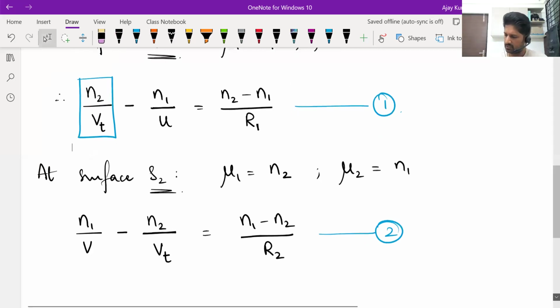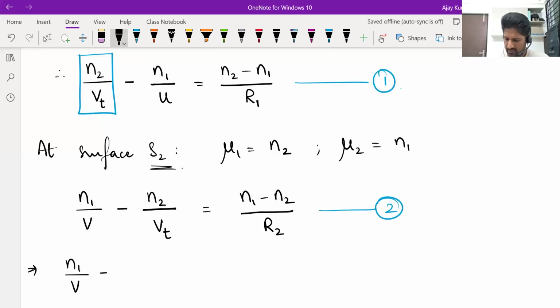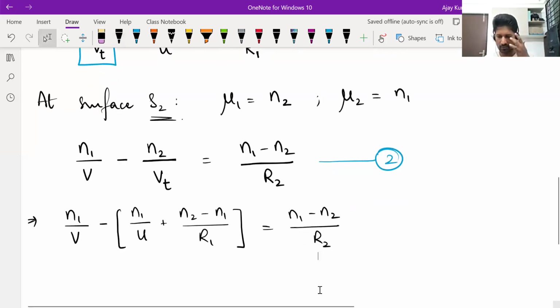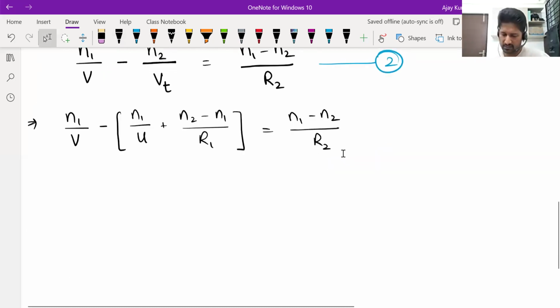So what does it become? n1 by v stays as it is, minus of n2 by vt will be n1 by u plus n2 minus n1 by r1 is equal to n1 minus n2 by r2. Okay, so we got a relation between the object distance and image distance from the lens altogether.